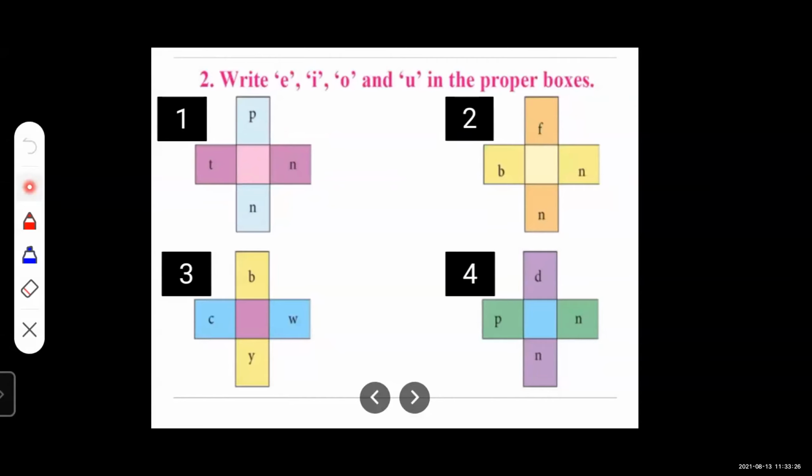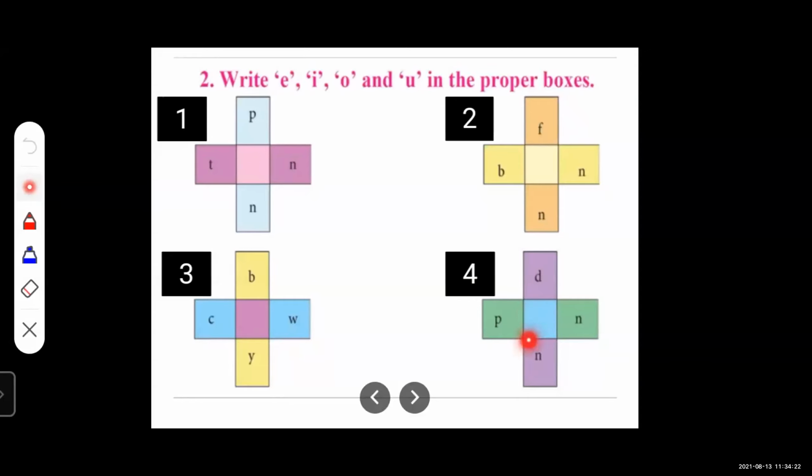Okay. Next box. Second box. F-U-N, B-U-N. Very good. So you put U here. Correct. The words form F-U-N, B-U-N. Now the third box. B-O-Y, C-O-W. Very good. So students, it's very important how to read, how to pronounce the word. We can put O here, and we form words and read them like B-O-Y, boy, and C-O-W, cow. So, different sounds. Very good. Now the fourth box.